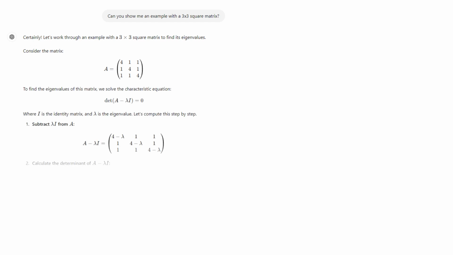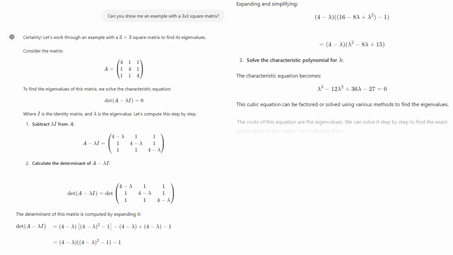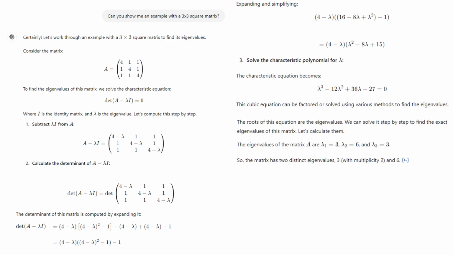But ChatGPT, can you show me an example of a 3 by 3 matrix? And sure enough, it generates this nice symmetric matrix A, shows us how to find the characteristic polynomial, and then we factor, and factoring gives us the eigenvalues, the zeros of that characteristic polynomial: 3, 6, and 3.